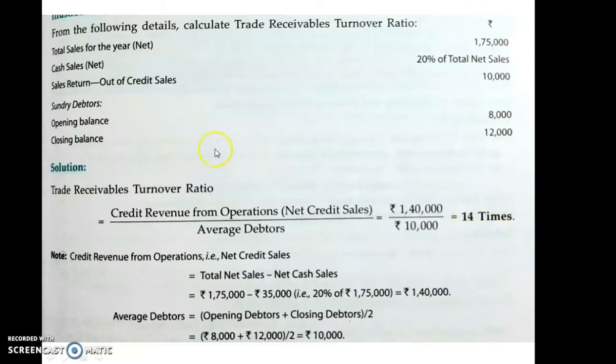Okay. See children, this sales return is already deducted from 1,75,000. So no need of again deducting this 10,000 from here, because you are given the net value. Net value means what? Already sales return is deducted from here. So no need of considering this 10,000. Okay.